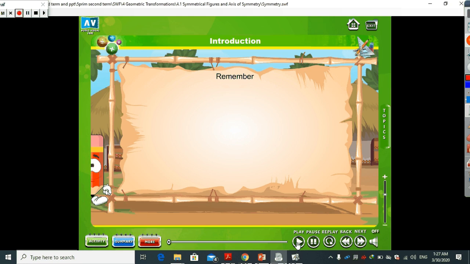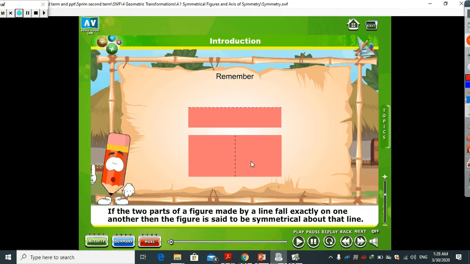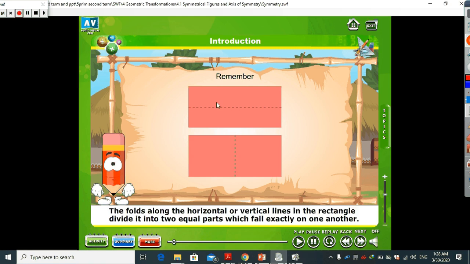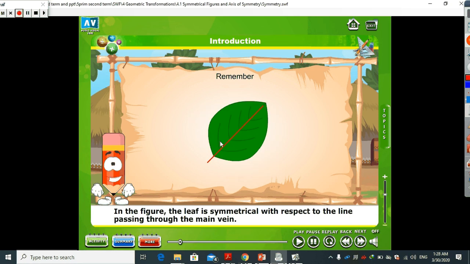Here we see this is the rectangle. Okay, here we fold the rectangle on this straight line. This straight line is called what? Axis of symmetry. Then this rectangle, we have one axis of symmetry and another one here. Then the rectangle has 2 axes of symmetry. After we fold, the 2 parts are identical, congruent.